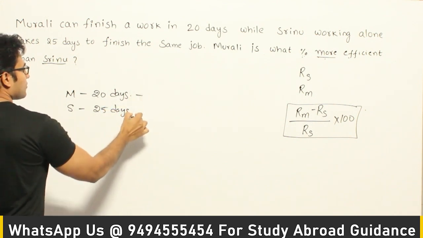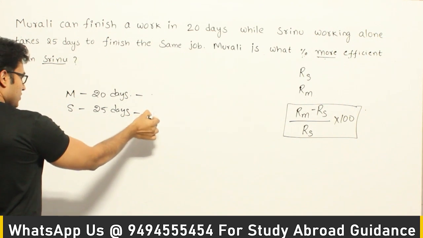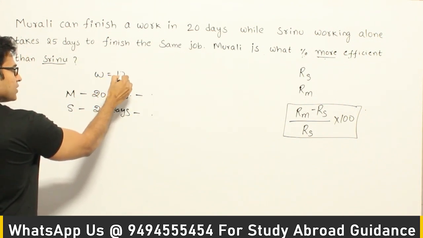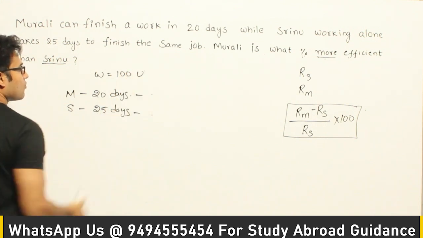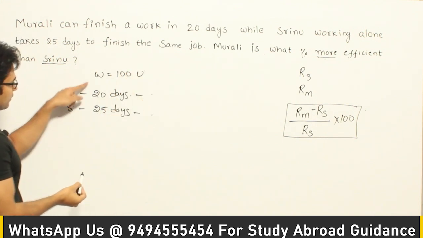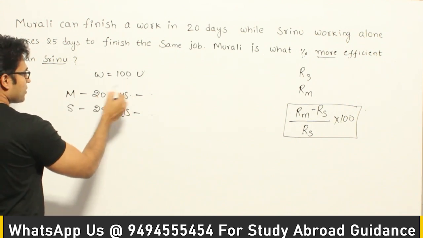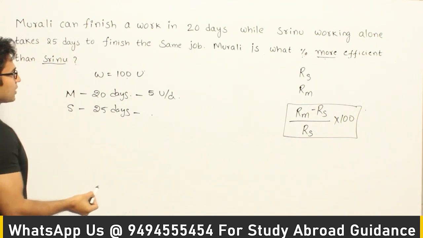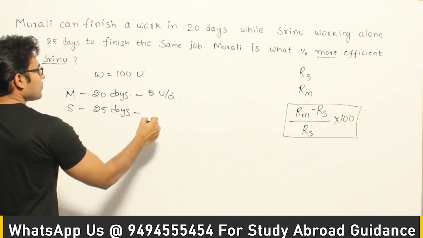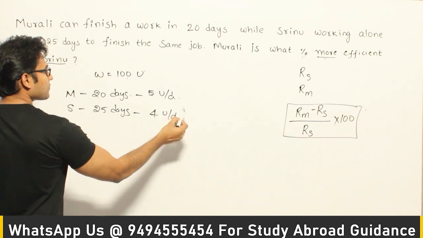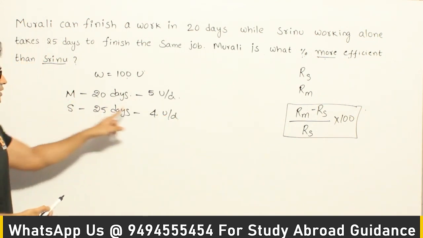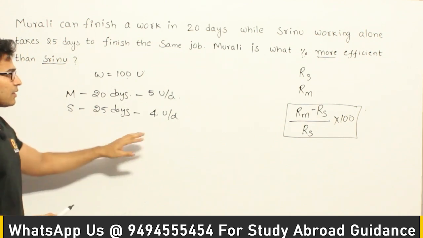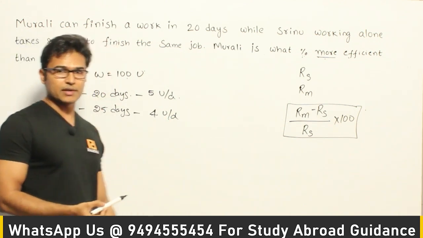Now we have to find out the rate at which they are working. If you assume that the work is W or some number, it doesn't matter. The rate at which Murali is working is 100 by 20, which means 5 units per day, and the rate at which Srinu is working is 100 by 25, which means 4 units per day. Got it? Murali is working at 5 units per day and Srinu at 4 units per day. Now you can directly place it over there and get the answer.